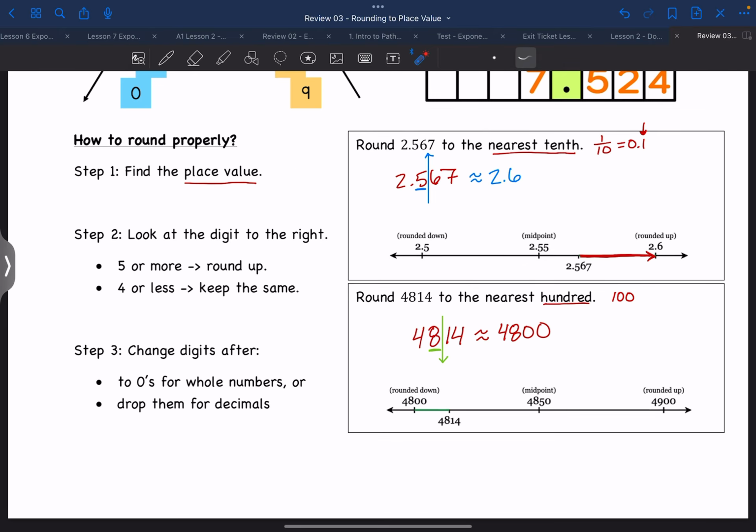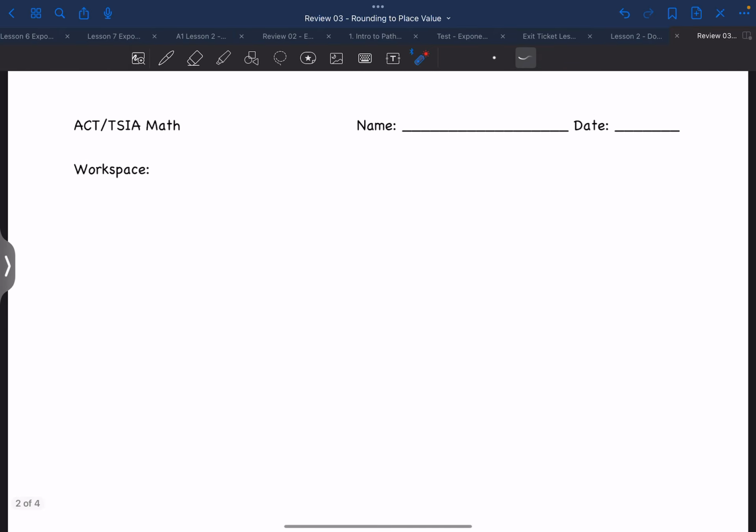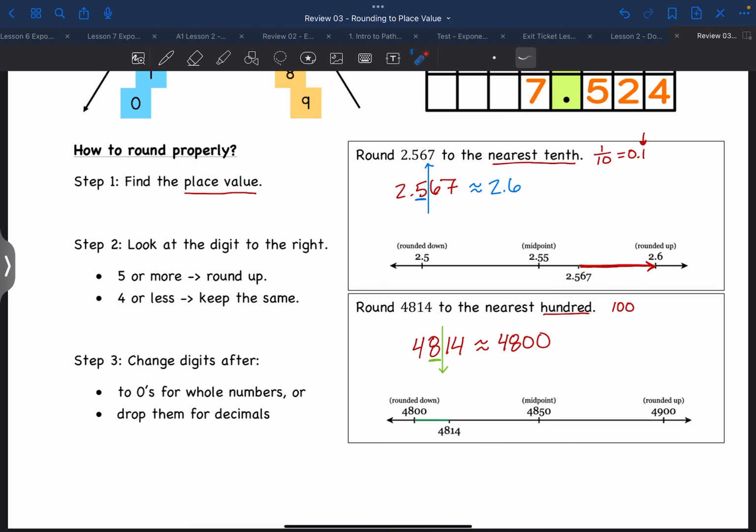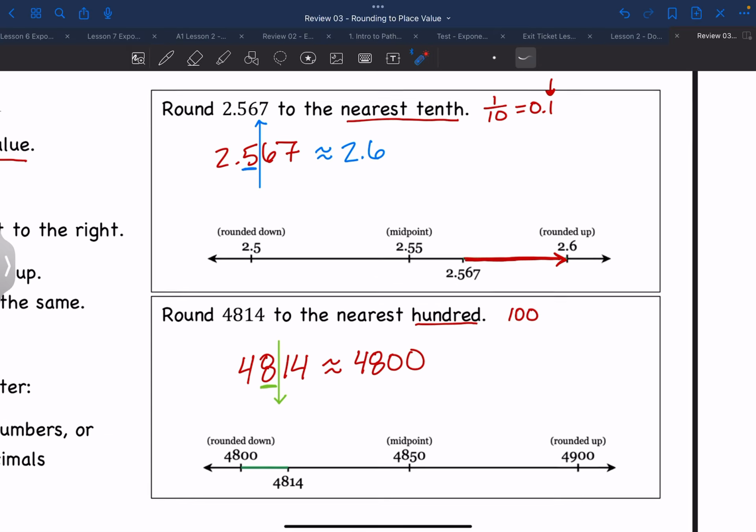Okay. You have a Delta Math to practice rounding. The next page has workspace for you. But remember these rules right here. First, identify where you're rounding to. Look to the digit to the right. If it's 5 or more, you're going to round that place value up. If it's 4 or less, you're going to round it down by keeping the number that you're looking at, that place value. Now, if it's a whole number, the digits to the right of where you're looking become 0, all the way up to the decimal. If you're after the decimal, anything after the number you're looking at, just drop. Okay. Use these as examples if you need.